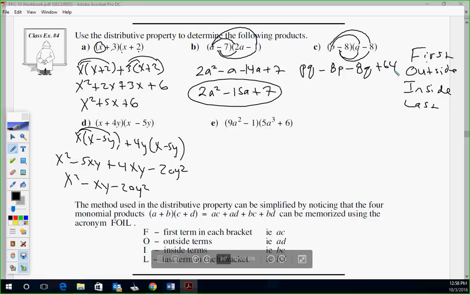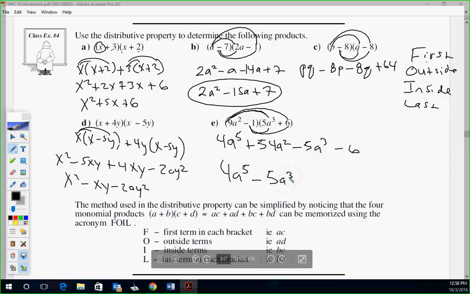Okay, 9a squared times 5a cubed, 45a to the 5th. 9a squared times 6, 54a squared. Negative 1 times 5a cubed, negative 5a cubed. Negative 1 times 6, negative 6. This one also doesn't have any like terms. I could reorder it to get descending order like Caleb asked earlier, which would be a good idea. 45a to the 5th, I'm going to go minus 5a cubed plus 54a squared and minus 6.